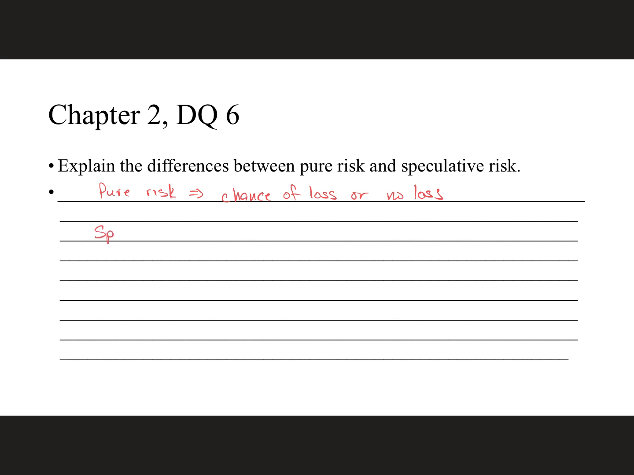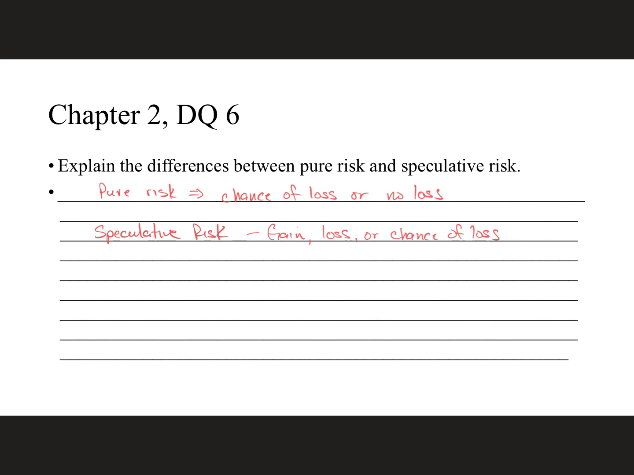Speculative risk, there can be a gain, loss, or chance of loss. Okay. Speculative risk is the risk that an investor takes, for example, when they buy a stock or perhaps someone wanting to start a business. They can lose, they can gain, but there is a chance of loss.